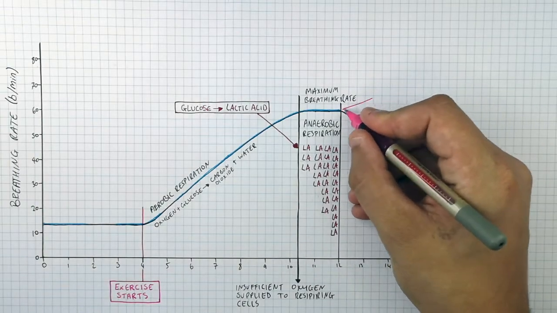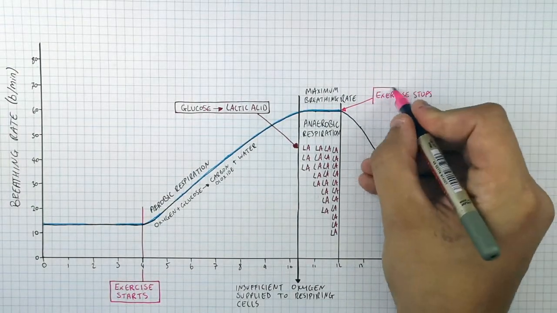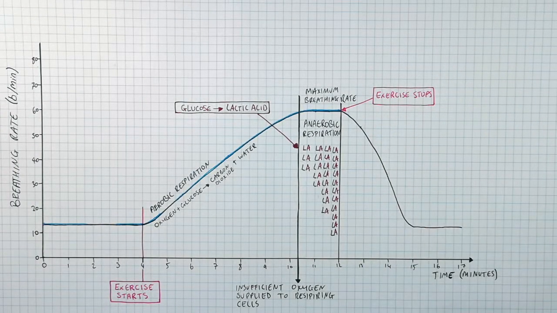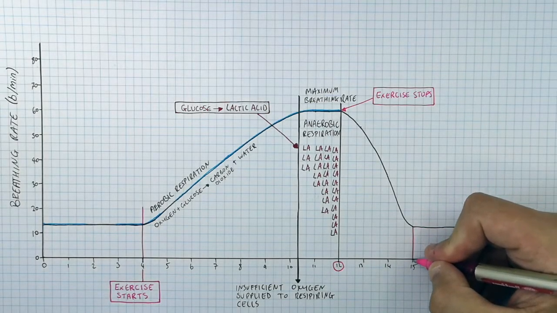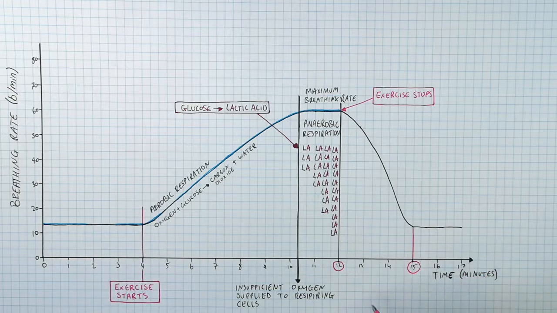So at the 12-minute mark, exercise stops. And it's quite obvious to see that because the breathing rate decreases. So at 12 minutes, the breathing rate decreases, but not instantly. And it takes 3 minutes from 12 to 15 minutes to reduce the breathing rate back to normal levels. There is a recovery period when they stop exercising.